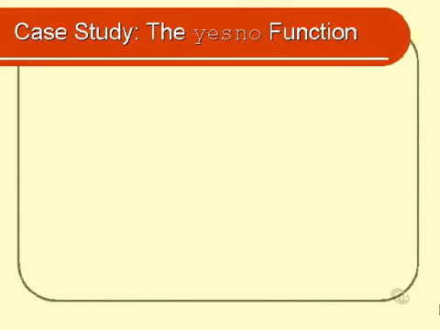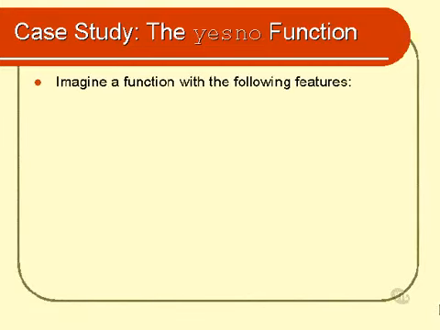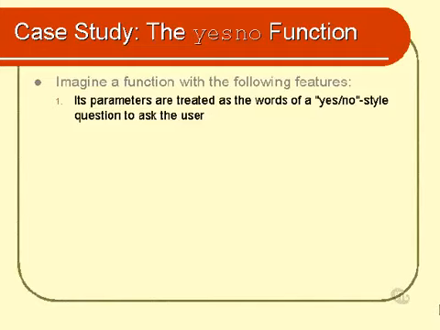So let's have a look at the specification for this yesno function. I want a function that will do the following. Its parameters are going to be treated as the words of a yes-no style question to ask the user. For example, is your gender female? Or do you really wish to delete this file? Something that is a question of a yes-no style answer.